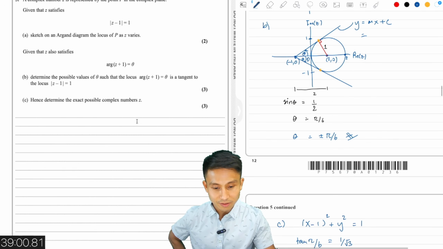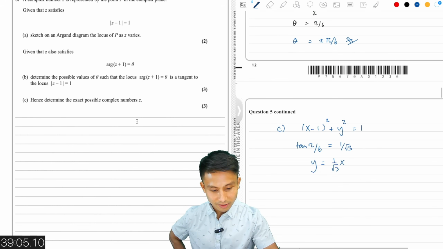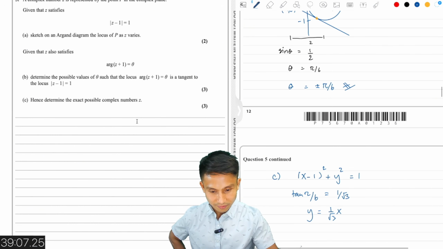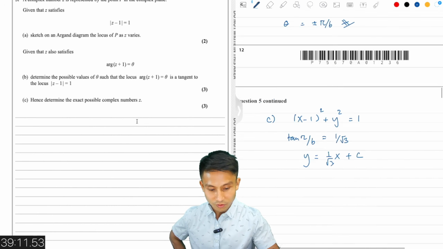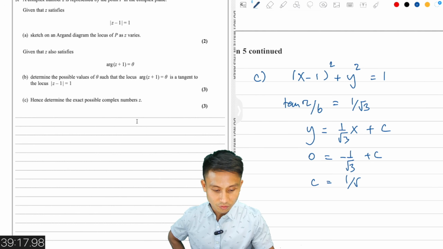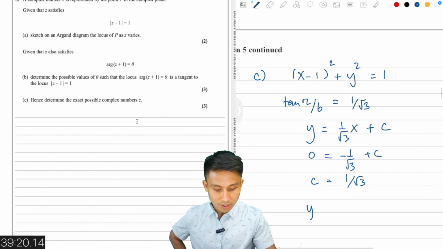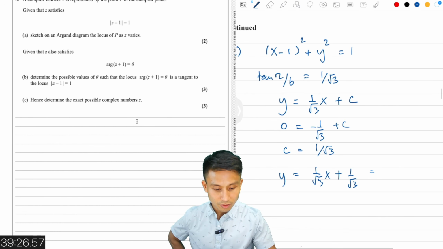But what about the y-intercept? Well, we can just use this point to find c. So plus c. I plug in the point minus 1, 0, so 0 here and minus 1 there. So this becomes minus 1 over root 3 plus c. So c is just 1 over root 3. Now we get the linear equation y equals 1 over root 3 x plus 1 over root 3, or 1 over root 3 (x plus 1).